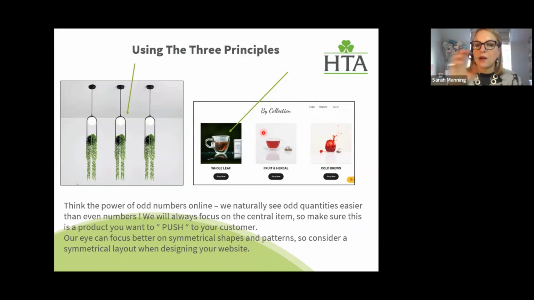So have a think about the actual placement of products. And I've put here that our eye can focus much more clearly on symmetrical shapes and patterns. So always keep that in mind.